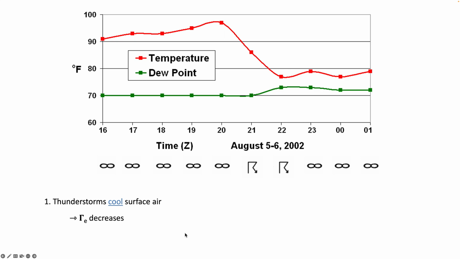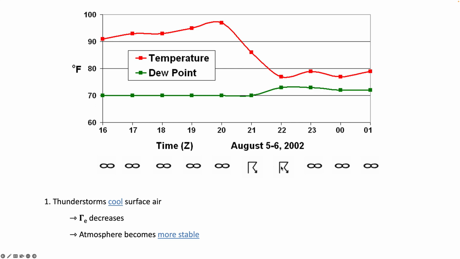Now, if you think about surface air cooling, what that actually does is it causes our environmental lapse rate to decrease. So we're cooling the air at the surface, and if you assume that there's not much change in the temperature of the air in the environment at 1 kilometer, this cooling of surface air is going to cause the rate of cooling, the vertical rate of cooling in the environment, to decrease. And so thunderstorms actually cause our environmental lapse rates to decrease, and that causes the atmosphere to become more stable.